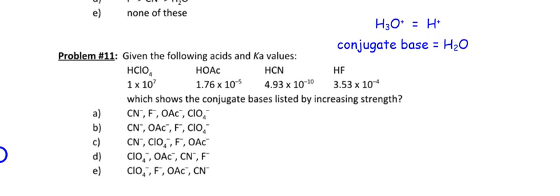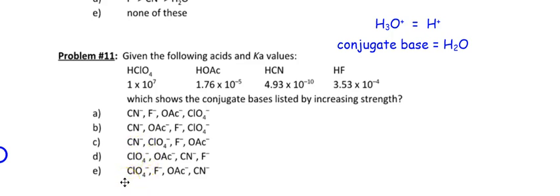Which of these shows the conjugate bases listed by increasing strength? In other words, which one here goes from the weakest base to the strongest base? Okay, so pause this and think about it. All right, which is your strongest acid? Looks like the perchloric acid. So this is going to have the weakest base. Right now I can get rid of A, B, and C because D and E have perchlorate as the weakest base.